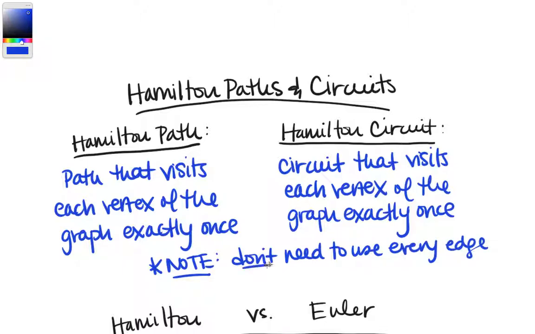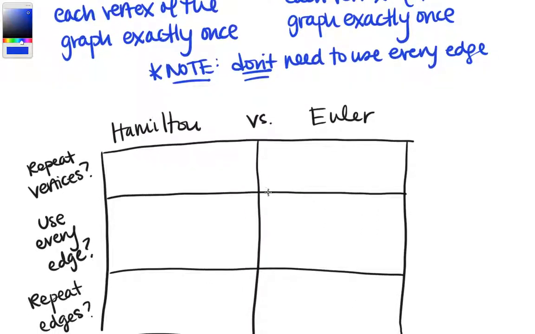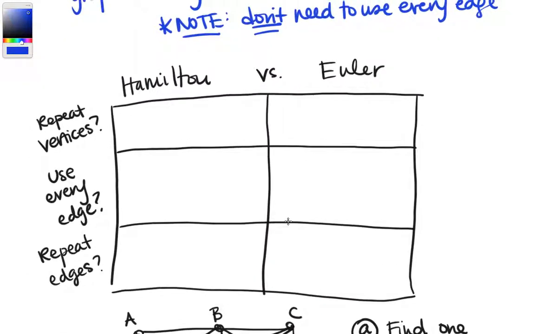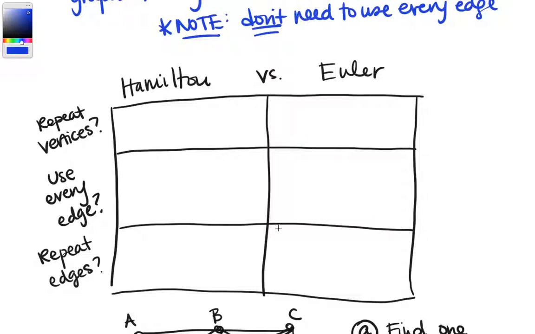Okay. All right. Let's compare Hamilton paths and circuits to Euler paths and circuits. On Hamilton paths and circuits, are we allowed to repeat vertices? And the answer is no, you cannot repeat vertices. On an Euler path or circuit, yes, you're definitely allowed to repeat vertices.